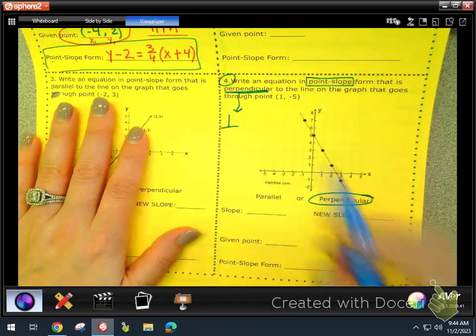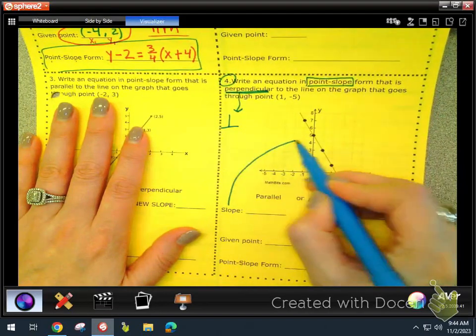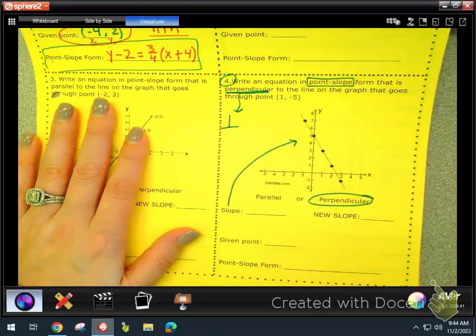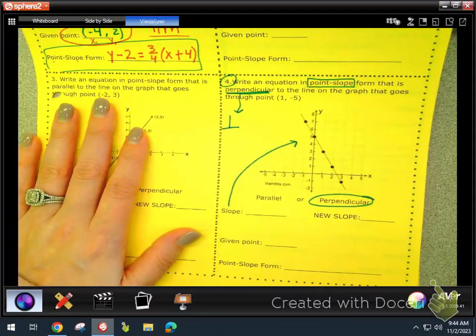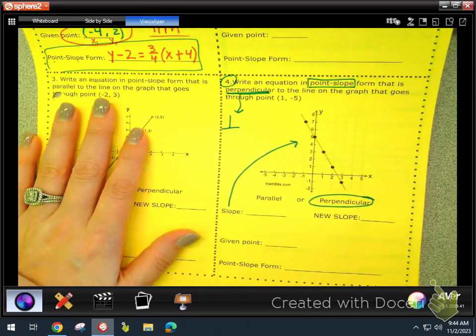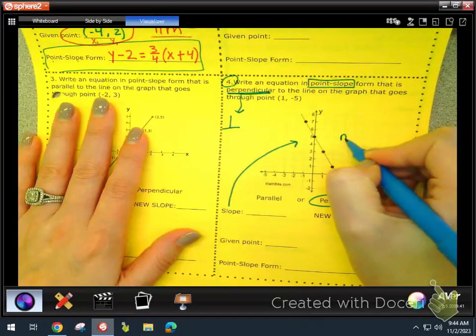I need to find the slope of the original line. On number 1, they gave us an equation and we just copied down the number. But on this one, they gave us a graph. We don't like graphs, okay? So what is the slope of this graph?